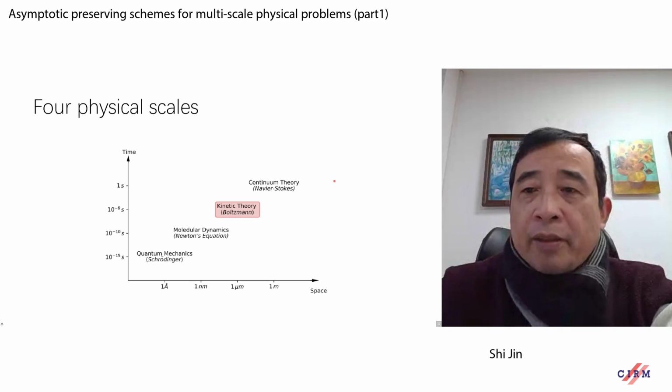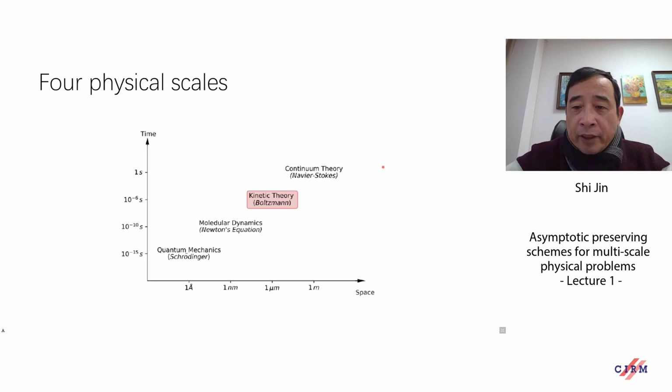And of course, many of you probably have seen this kind of diagram before. So basically, when we talk about physical modelings, there are 4 essential scales that one usually uses. The smallest scale is quantum mechanics, which is valid at the time scale of 10 to the minus 15 second. That's femtosecond. And spatially, it's like 1 angstrom, which is 0.1 nanometer. So it's like 10 to the minus 10 meter. All right. So in this kind of time and space scales, one has to use quantum mechanics.